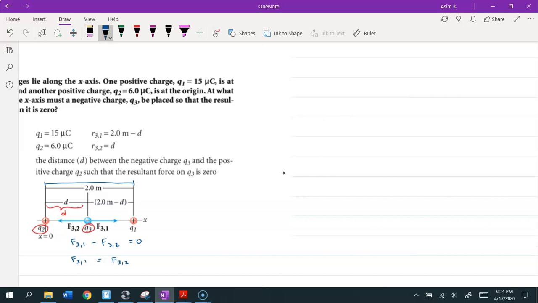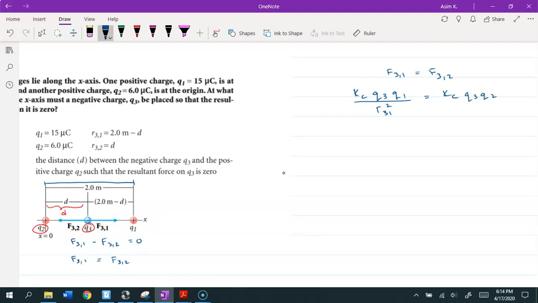So at the top, I'm going to write down F sub 3,1 is equal to F sub 3,2. And then we're going to write down that Coulomb's constant multiplied by the charge on 3 multiplied by the charge on 1, all of that divided by the distance between 3 and 1 squared, is equal to Coulomb's constant, the charge on 3 times the charge on 2, divided by the distance between 3 and 2 as well, squared.